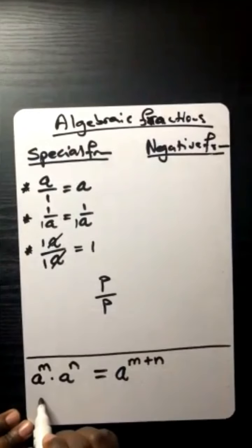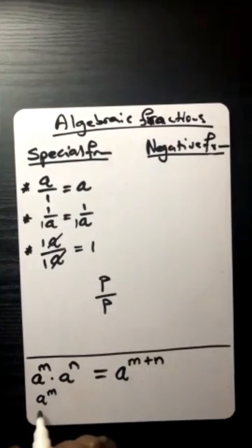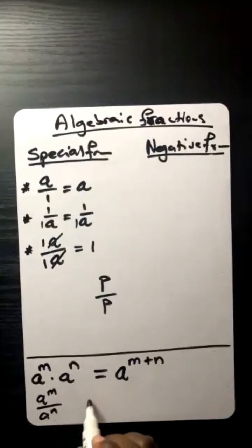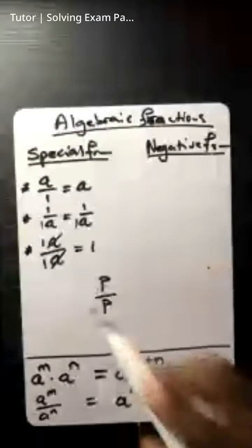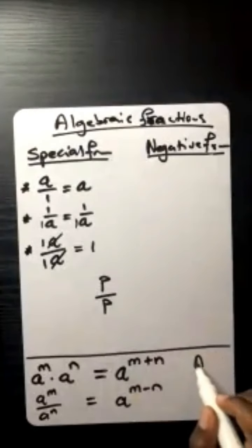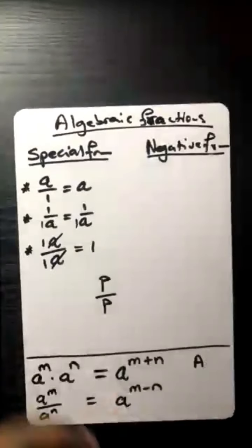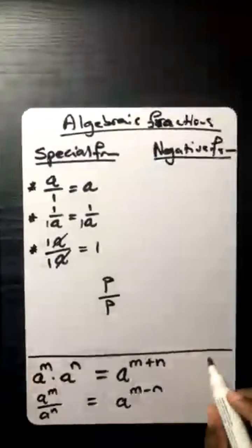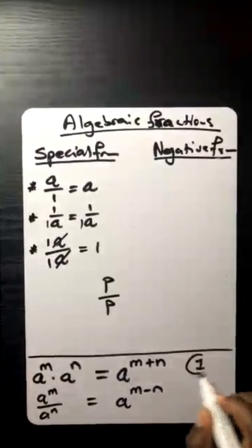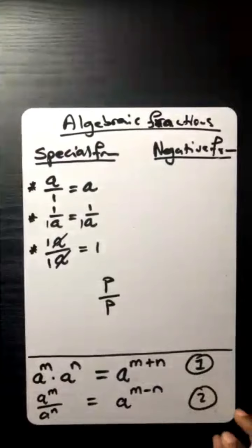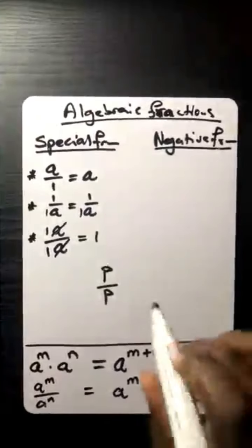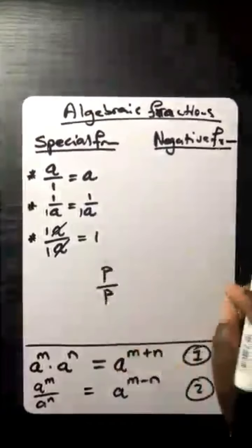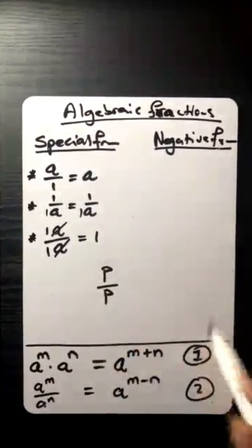Then if you have a to the exponent m divided by a to the exponent n, in this case you subtract the exponents. Let me use numbers: this is rule number 1, this is rule number 2, just so that when I ask a question I can say rule number 1 or 2. So according to this problem, which rule can we apply between rule 1 and 2?